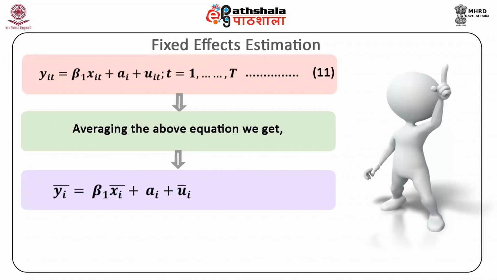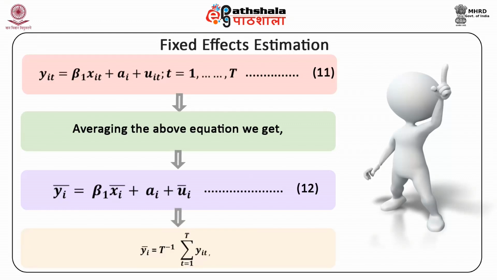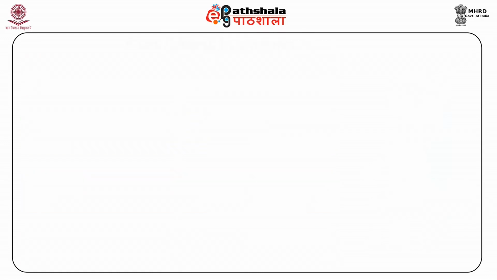y_i bar = beta_1 x_i bar + alpha_i + u_i bar. This is our 12th equation, where y_i bar = T inverse times the sum of y_it, with t ranging from 1 to capital T, and so on. Because alpha_i is fixed over time, it appears in both the 11th and 12th equations.